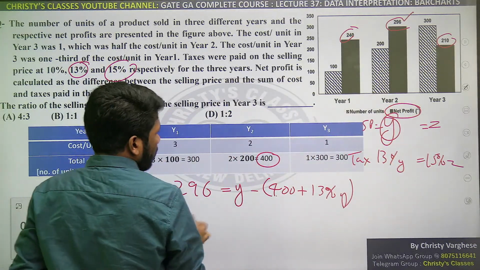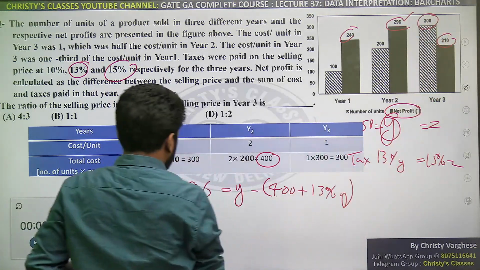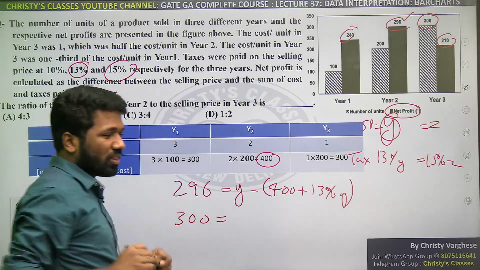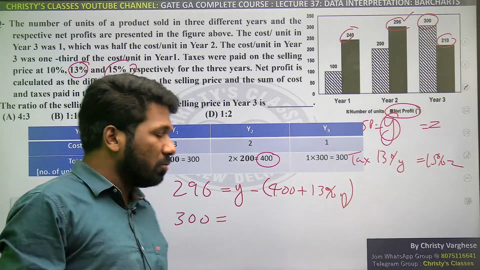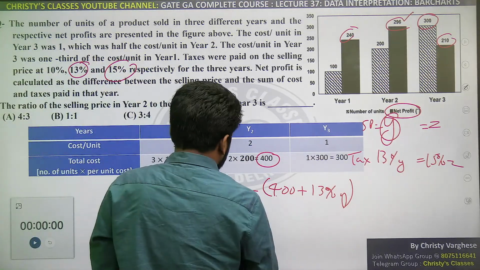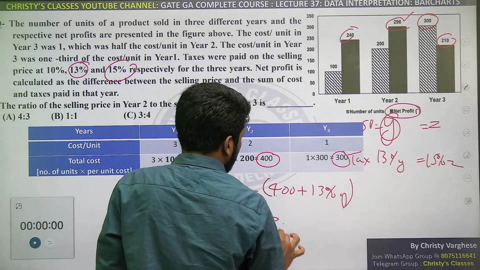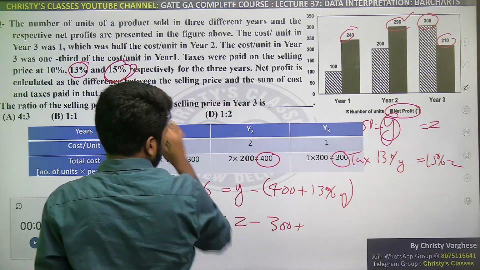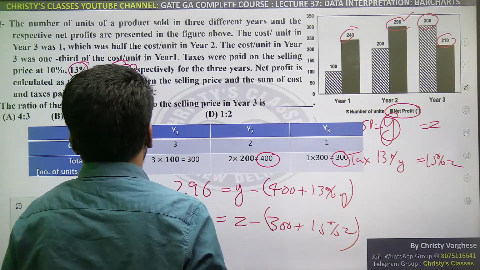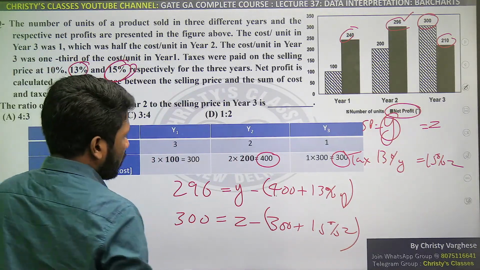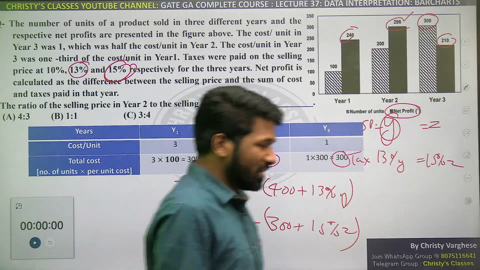Similarly, tell me the equation for year 3. Year 3 net profit is 300. Yeah, it's a question which you need to think a lot. Not difficult, but very time consuming. Time consuming to understand what the question is saying. That's all. Z minus 300 is the cost price, 300 plus, and tax is 15% of Z. ये दो equations clear हैं ना? हमें क्या चाहिए? Ratio of selling price. हाँ, ये दो equations हैं, Y और Z का value find करना है, उसका ratio find करना है. That's all, but that is time consuming.